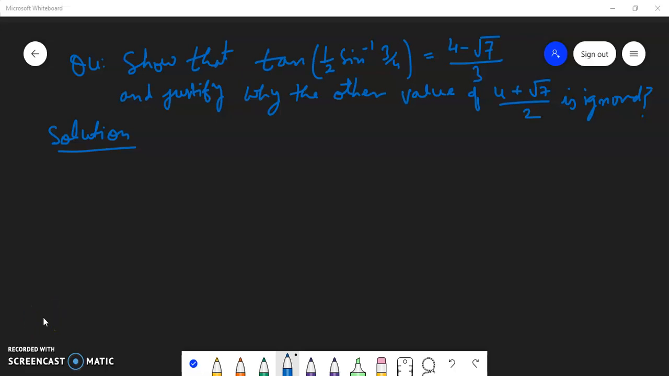Hello everyone, show that tan half sine inverse 3 by 4 is equal to 4 minus square root 7 by 3, and justify why the other value, 4 plus root 7 by 3, is ignored.